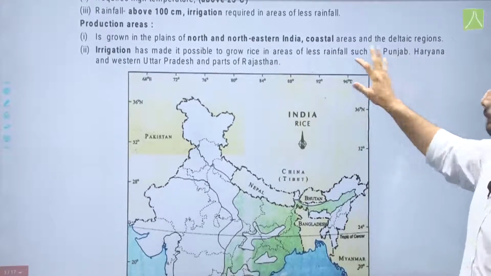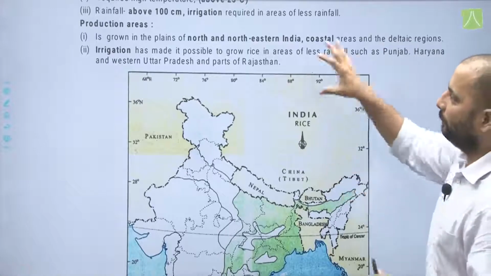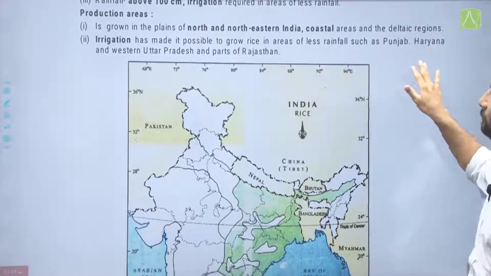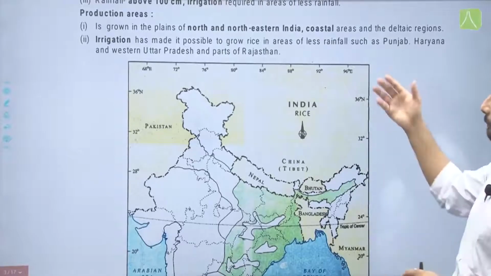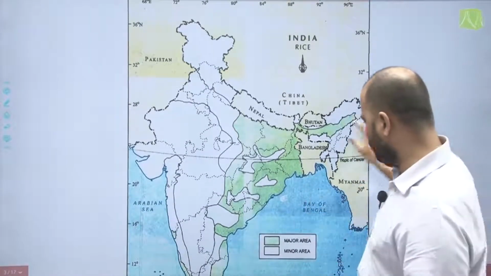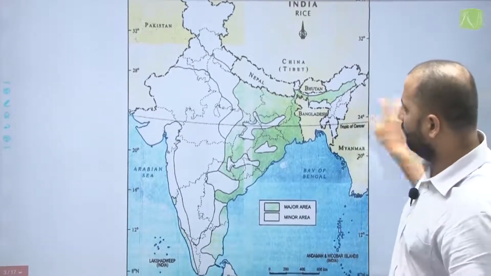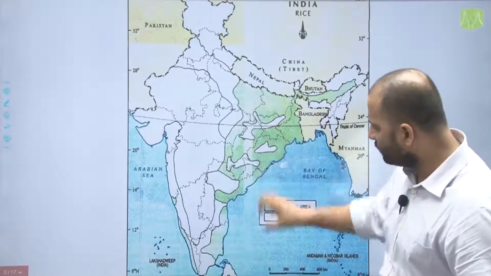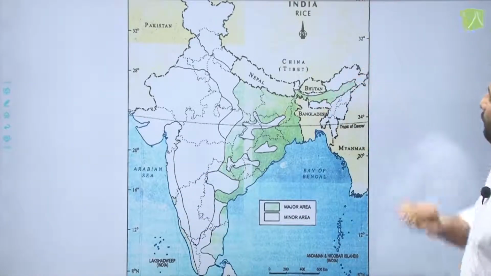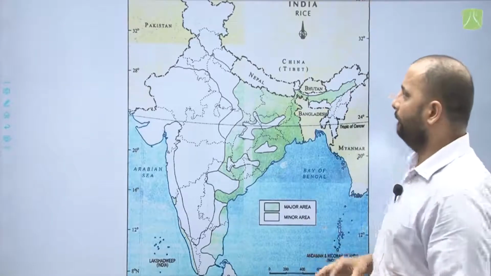Now production areas: north and northeastern India, coastal areas and the deltaic regions. Irrigation has made it possible to grow rice in areas of less rainfall such as Punjab, Haryana, western Uttar Pradesh and parts of Rajasthan. Probably you can see here the major areas are marked in green. You can see this portion and this portion, and here along the Western Ghats, and in the northeast side, major areas of rice have been given.